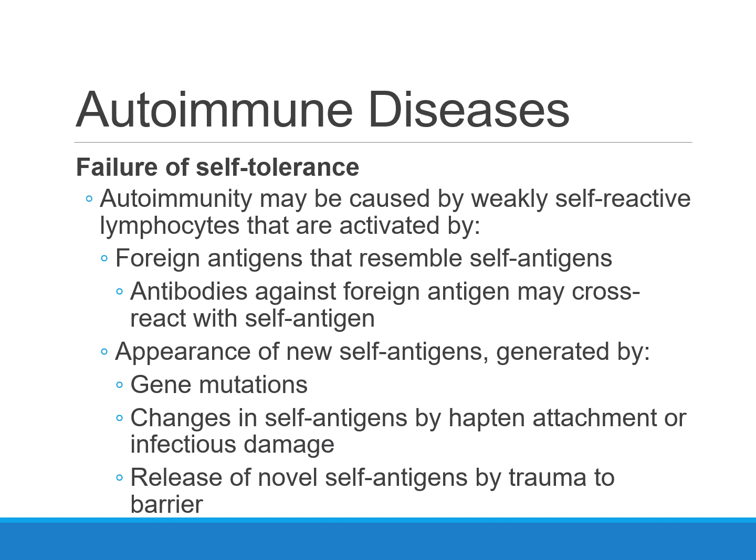So the antibodies against the foreign antigen may cross-react with the self-antigen. And then we have the appearance of new self-antigens that seem to be generated by mutations or changes in the self-antigens by hapten attachments or infectious damage, or the release of novel self-antigens by trauma or barrier. So when we talk about why do they happen, that's what they're saying here. Why do these autoimmune diseases happen? There's a lot of different answers as to why, or possibilities as to why.